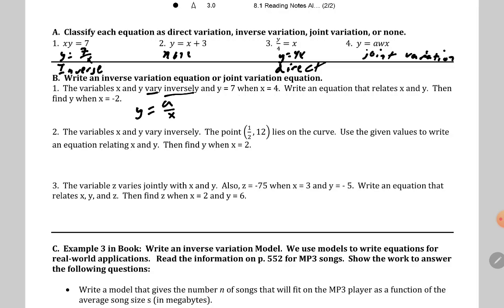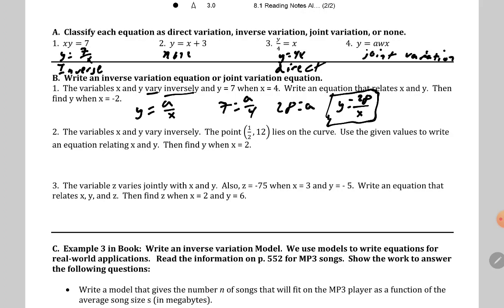So they tell us y equals 7 when x equals 4, and that'll allow us to find a. So y, which is 7, equals a over 4. Multiply both sides by 4, and we'll get 28 for a. Now we can rewrite the equation. Y equals 28 over x. So that's my equation. That's the first part of it.